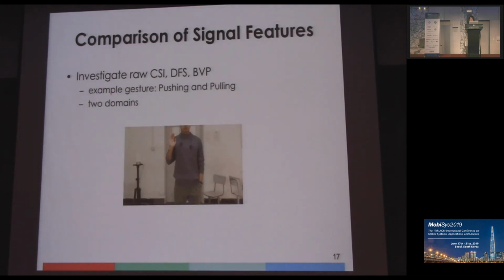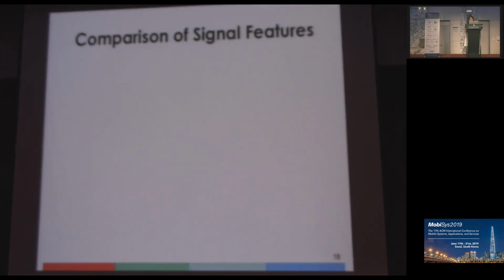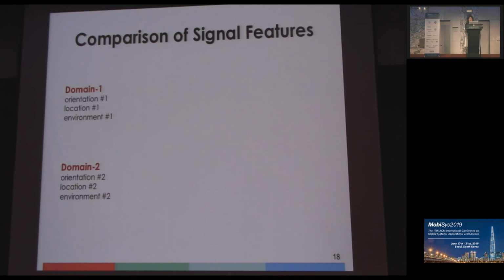Now it's time to show why BVP outperforms other features for cross-domain recognition. Here we show an example video of the gesture push and pull, and we observe CSI, DFS, and BVP in two domains. The user performs the gestures at different locations with different orientations and in different environments. We first observe how CSI varies across different domains. CSI's full name is Channel State Information. It presents channel measurements in the framework of modern OFDM technique. The x-axis of these two figures is time, and the y-axis is CSI amplitude.